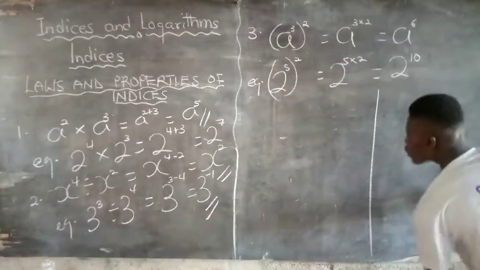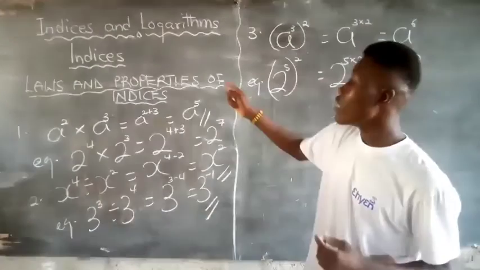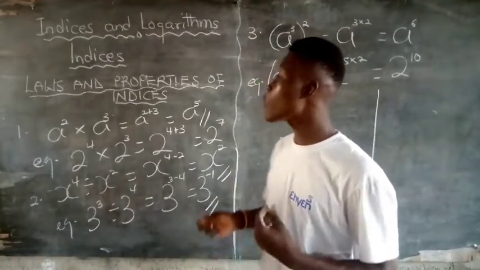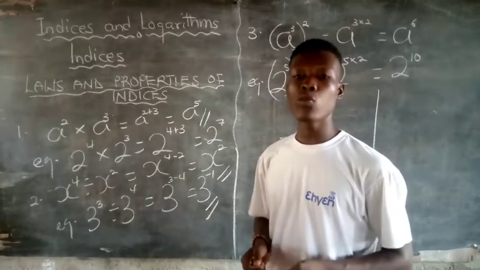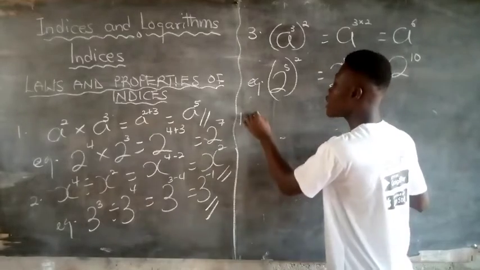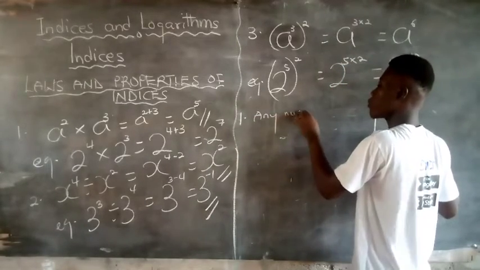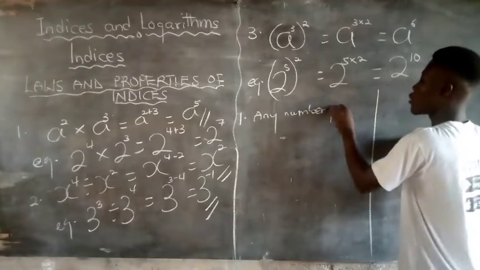Going into details, let's go to the properties of indices. These properties help us to solve indices very simply. The first property is what we call any number raised to the power 0.